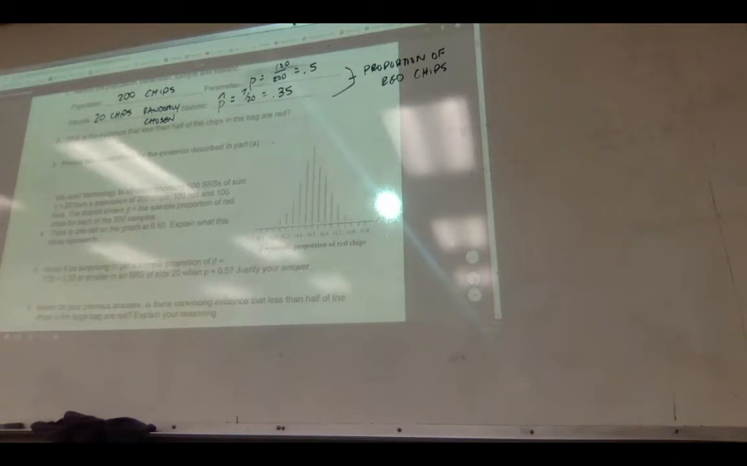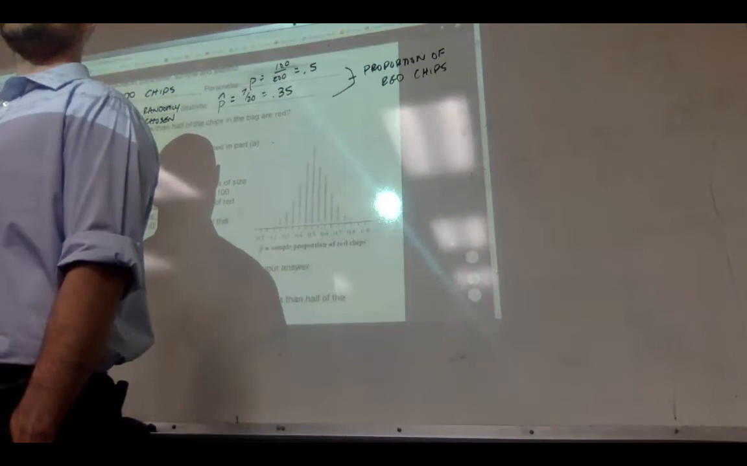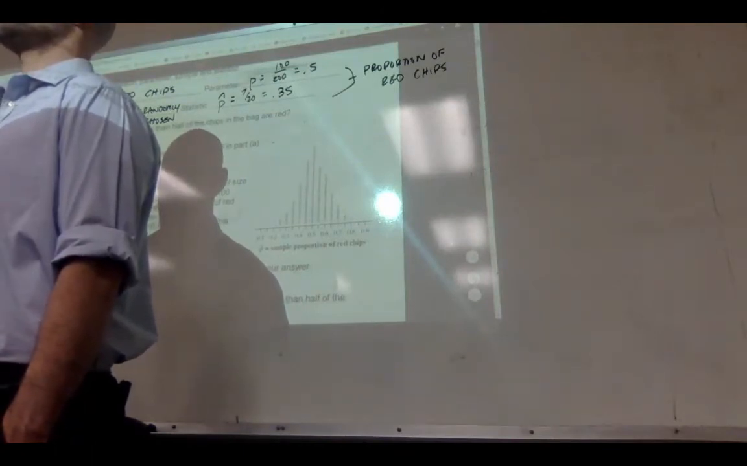When you go to number 2, this is going to be so basic. But they're asking you, what is evidence that less than half of the chips in the bag are red? Well, maybe you don't know the parameter. Because maybe you don't know.